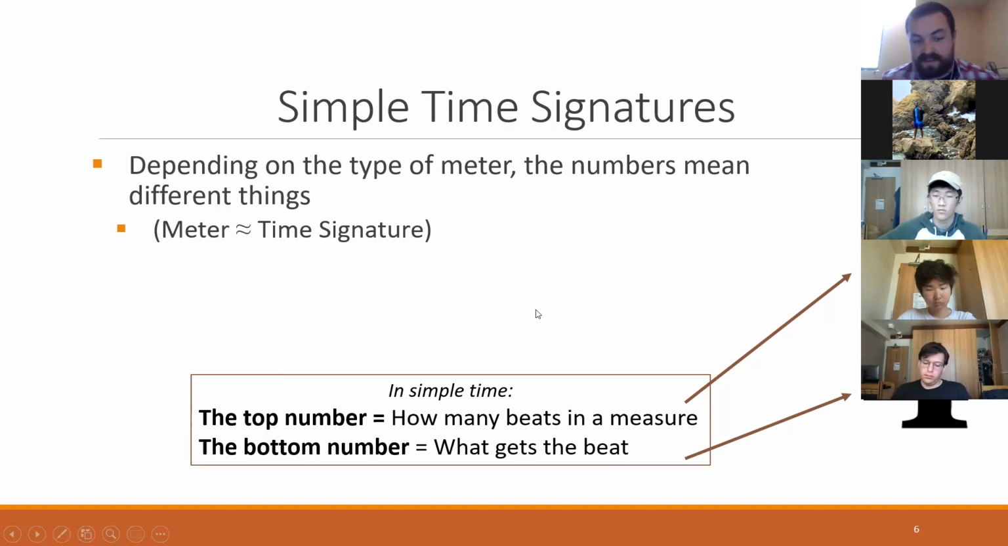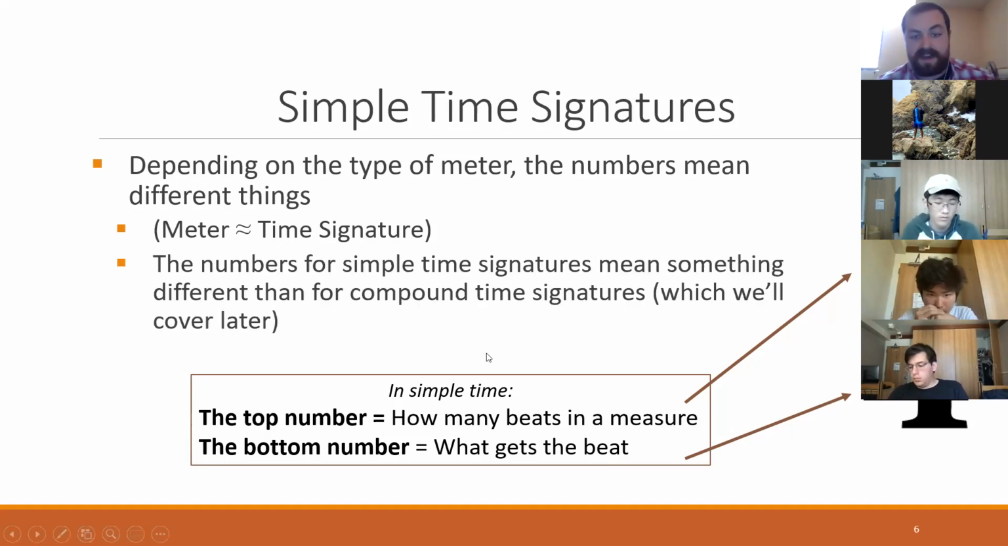Now, meter is basically the same as time signature. Just so you know, I'll use these terms interchangeably. Meter is just a way to describe how our beats are configured into measures. Okay, so that's why we talk about meter and rhythm. Meter is kind of building a foundation, and rhythm is building a house on top of it.